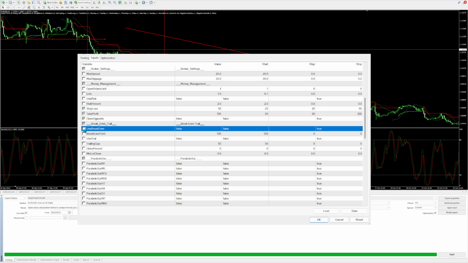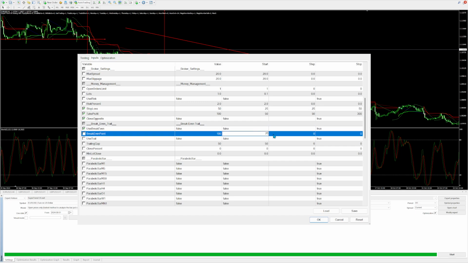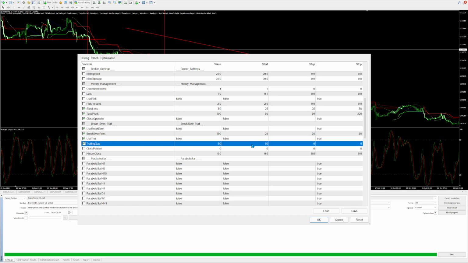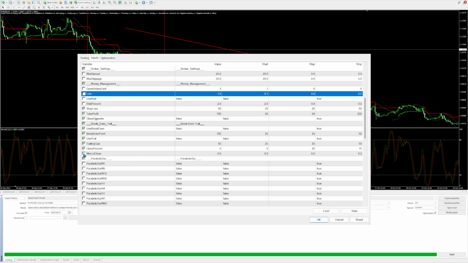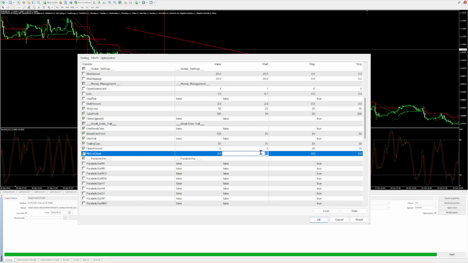For the break even and trailing stop, we can optimize those. We'll do the break even from 25 to 50, say. Trailing stop, true or false. We'll optimize from 25 to 50. The close percent, let's say you can close 0, 25, and then stop at 75. And we're trading one standard lot, so the minimum to close will be, let's just say 0.25, up in 0.25 increments, and just stop at 1.